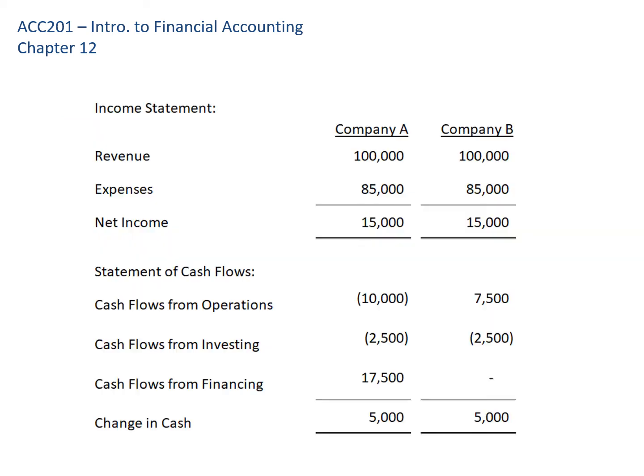Here's an example of two identical companies, but when we look at their statement of cash flows, we can see that they're getting cash from different areas. In this case, Company B is the more sustainable company. Their operations are actually what's producing cash.